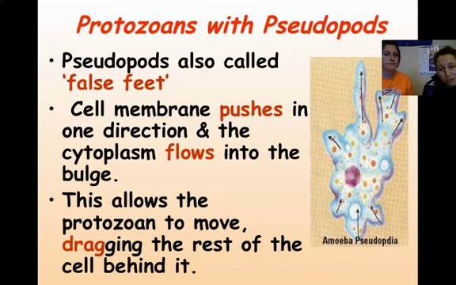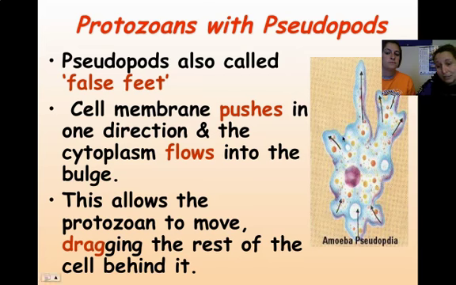Okay, so protozoans with pseudopods. Pseudopods are also called false feet. Pseudo would be false. Pod is the feet part of that word. The cell membrane pushes in one direction, and then the cytoplasm within that organism is going to flow into the bulge that has been created by that pushing in that direction. And then it allows the protozoan to move, dragging the rest of the cell, or the rest of the body, behind it.